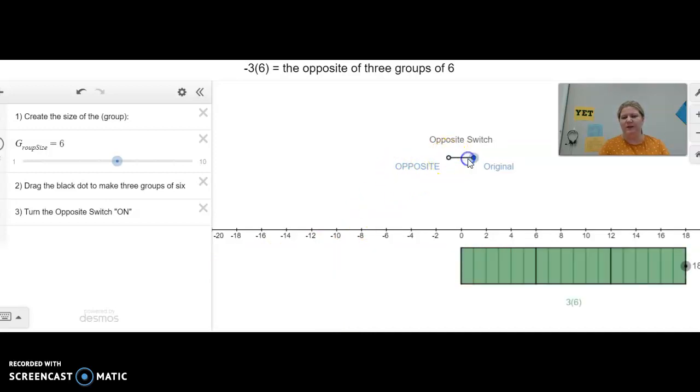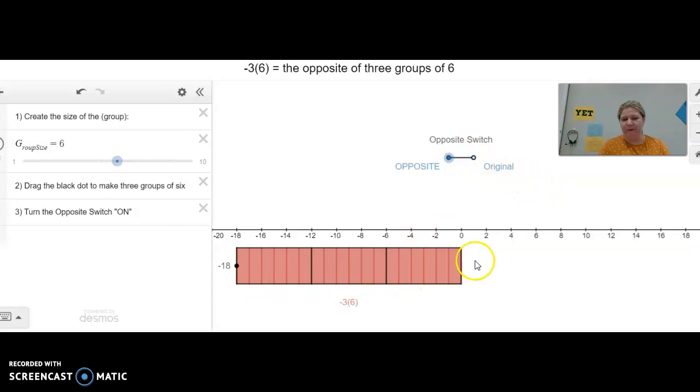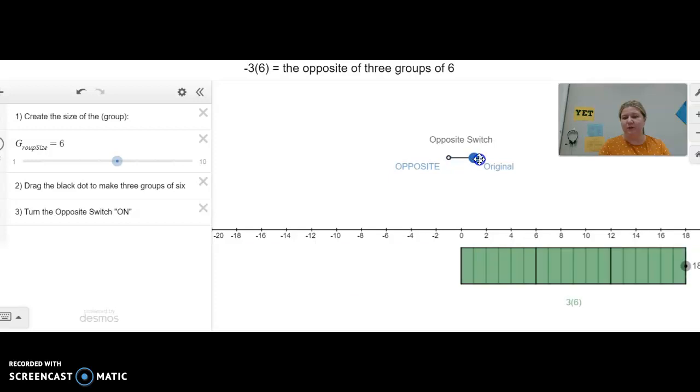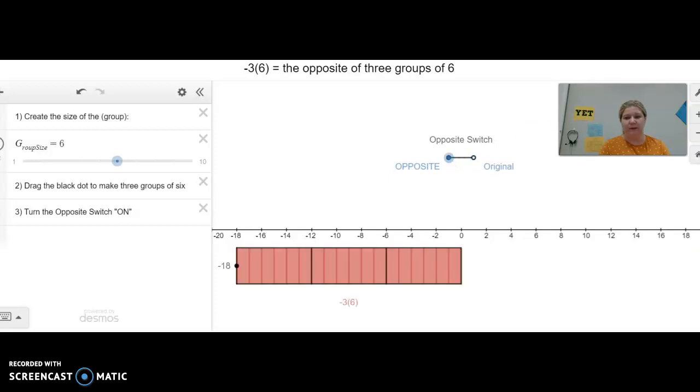So let's think about what changed and what didn't. When we just had 3 times 6, it was 18, so the absolute value is 18. But it's positive 18 because 3 groups of 6 is 3 movements of 6 to the right. Okay, when we did the opposite of that, we had still 3 groups of 6. The absolute value or the length did not change. What did change was the direction. So this time we were doing the opposite of 3 groups of 6. So we went left instead of the original, which was right. Okay, here we go.